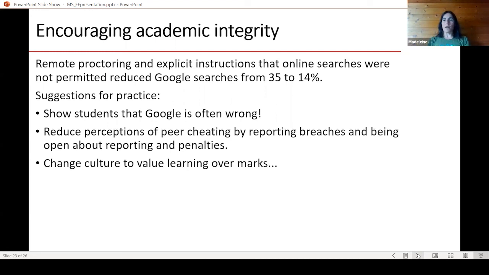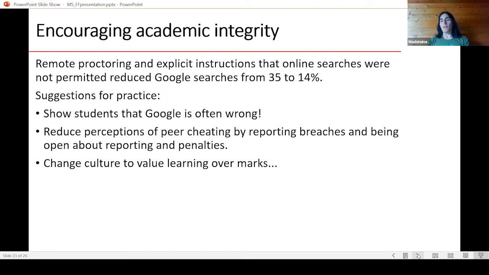We have tried remote proctoring. I personally am strongly opposed to it. I don't feel that it's ethical. But we also just tried explicit instructions, just telling the students, you must not Google. If you Google, you will fail. And we saw the proportion of students using Google drop significantly. So I think that can be recommended.